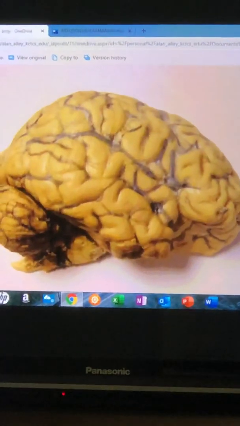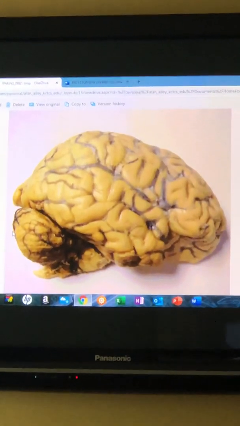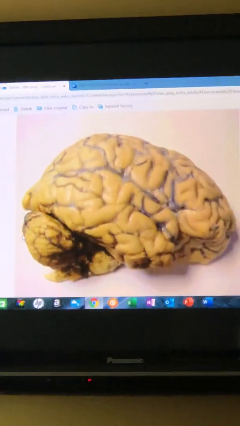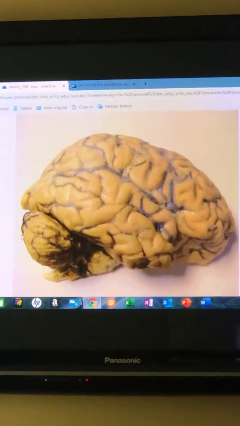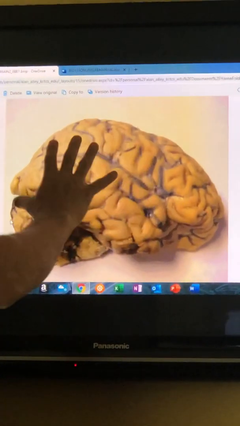Not mine, but someone's. But I've actually held this brain in my hand. I always tell this funny story. I'll tell it even though it's going to take up space, but never mind. I don't have time for it. I'll tell you later.